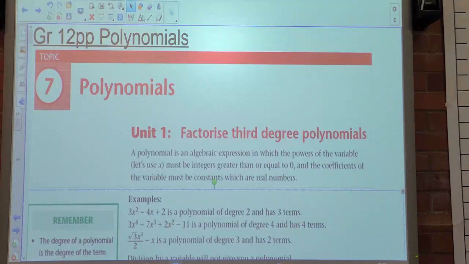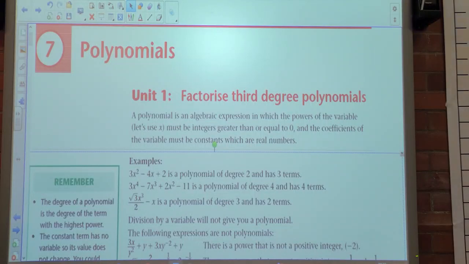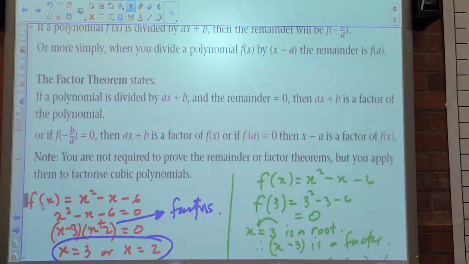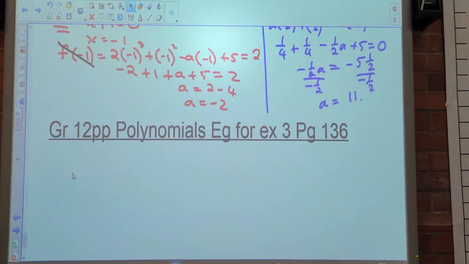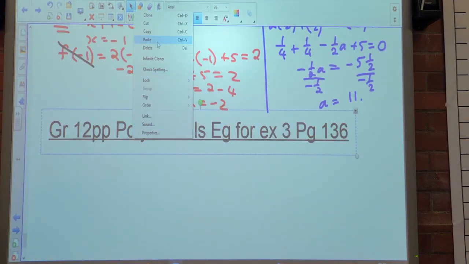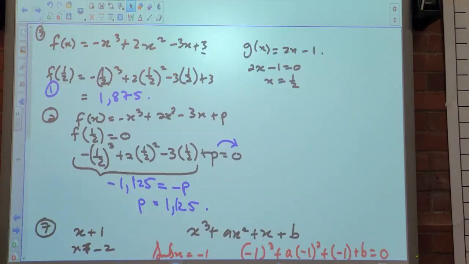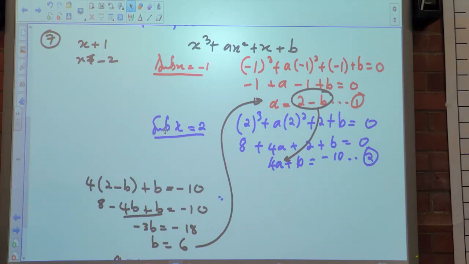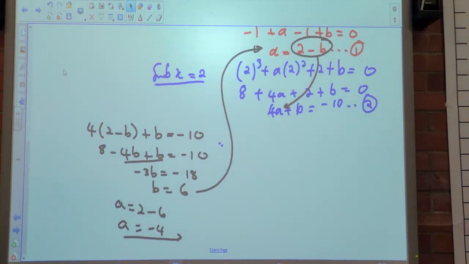Okay, good morning class. So today we're looking at polynomials. At this stage you have covered examples for exercises 1, 2 and 3, and just looked at where the problems were. The problem was at number 3. Number 7. Okay.